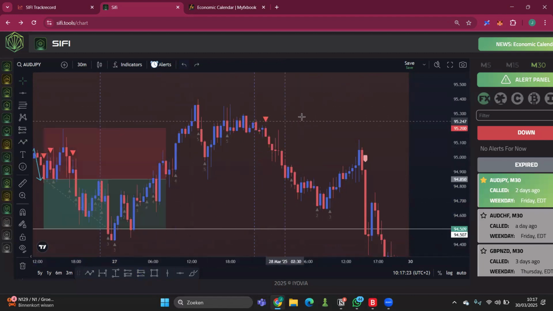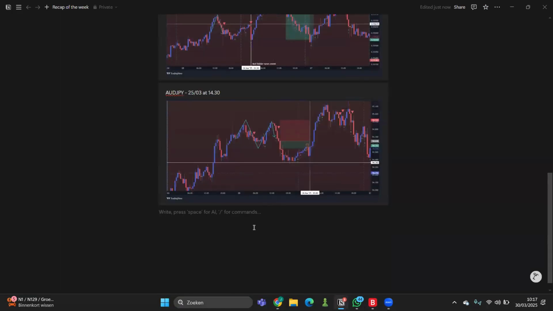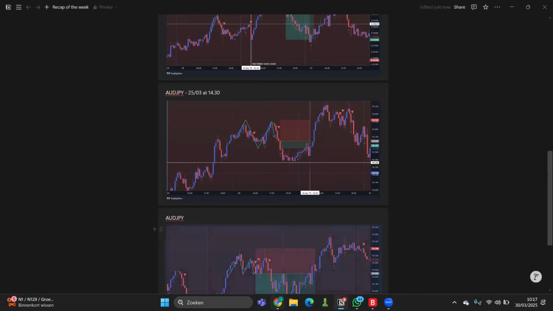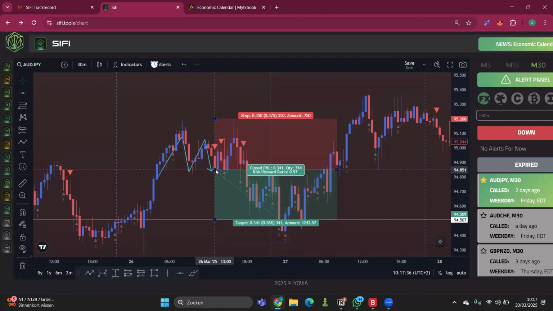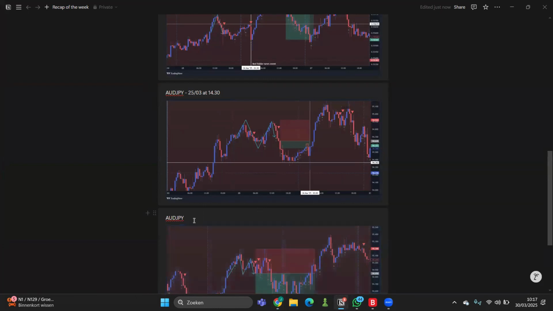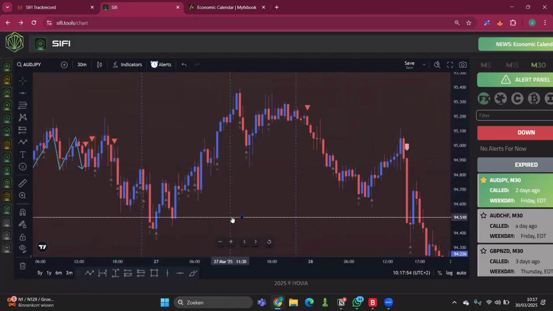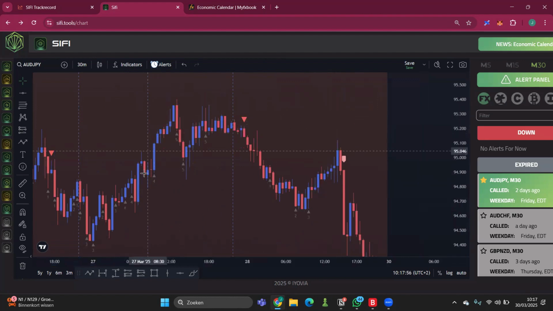Oh yeah, let me take a picture of this. Here we go, copy image. AUDJPY. This was at 1 to 26th. So 26, 3 at 1 p.m. Amazing. And then, of course, we have the last trade of the week, I believe, is right here.